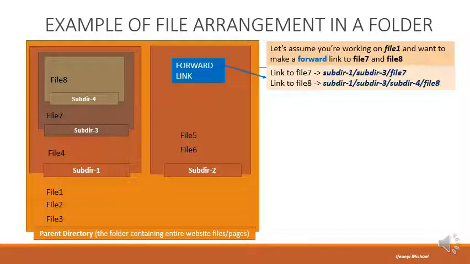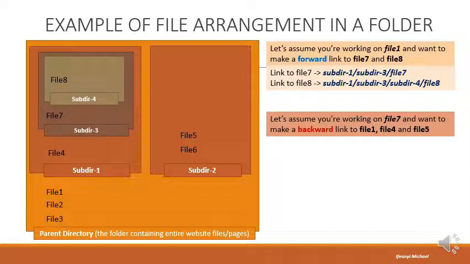Alright, now with all these kinds of forward links, this link to file 8 is called deep linking because from the root folder we are linking deep into a nested folder, which is the subfolder. We move into subdirectory 1, into subdirectory 3, into subdirectory 4 before we get file 8. So it's called deep linking.